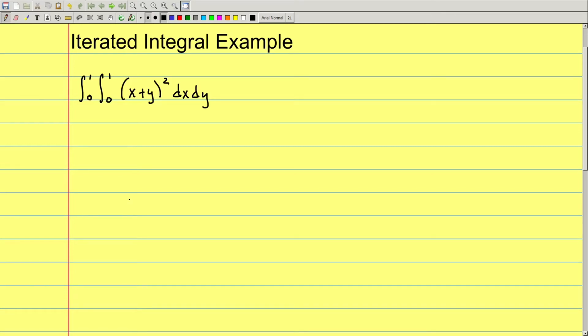Okay, let's get started here. We're going to be looking at the iterated integral of (x plus y) squared, and we're going to be integrating from 0 to 1 dx and from 0 to 1 dy. The best way to think about these problems is by imagining a grouping symbol in the middle that traps the interior integral.